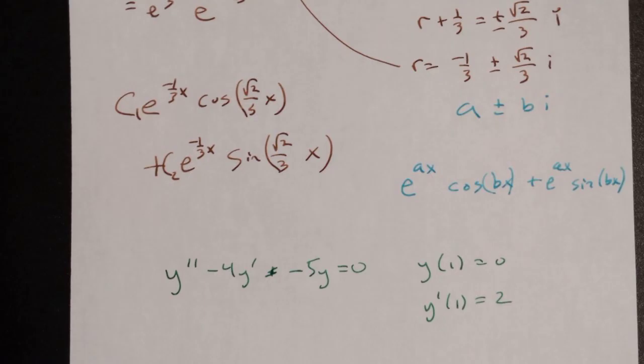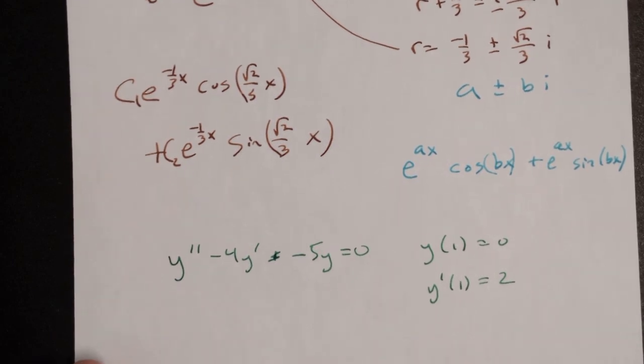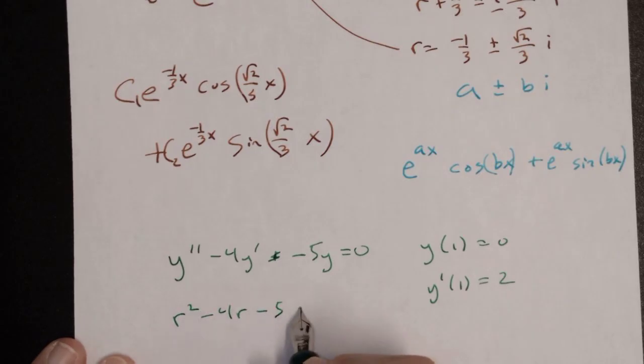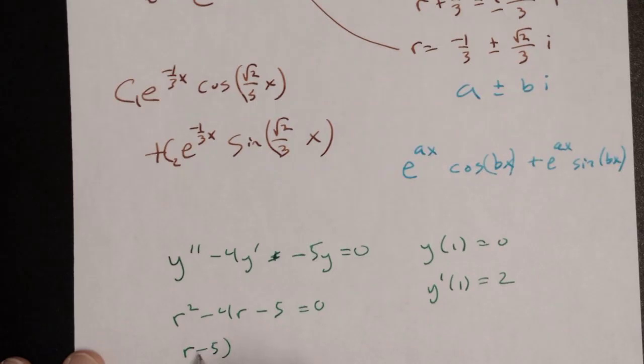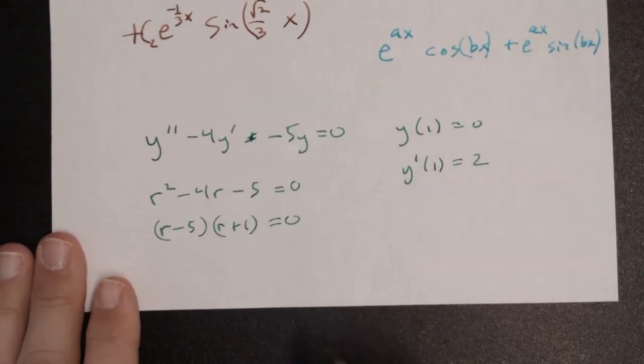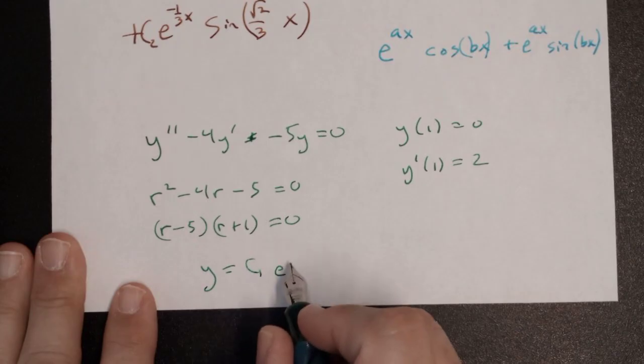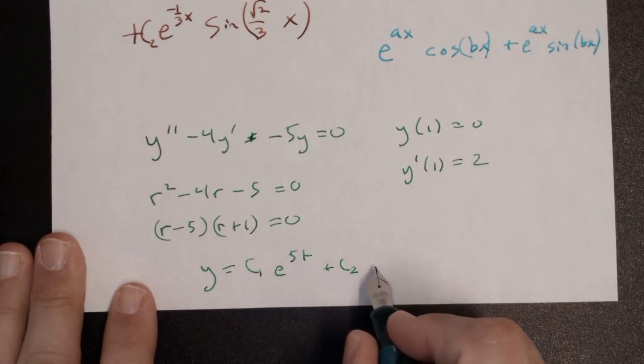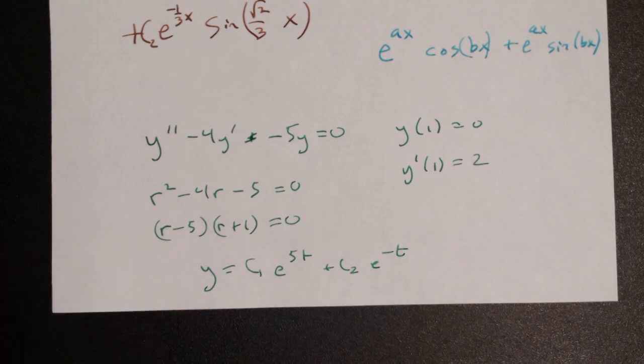The first thing I'm going to do is find the corresponding auxiliary equation. And solve that. And that tells me my solution is y equals C1 e to the 5t plus C2 e to the negative t. By the way, you want to use x, I don't care.